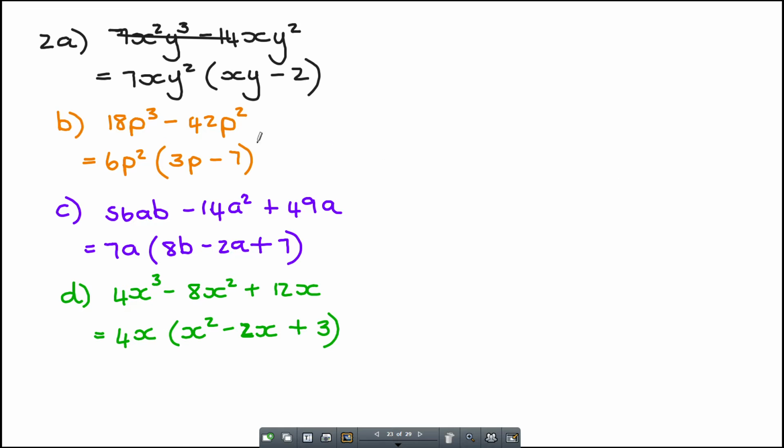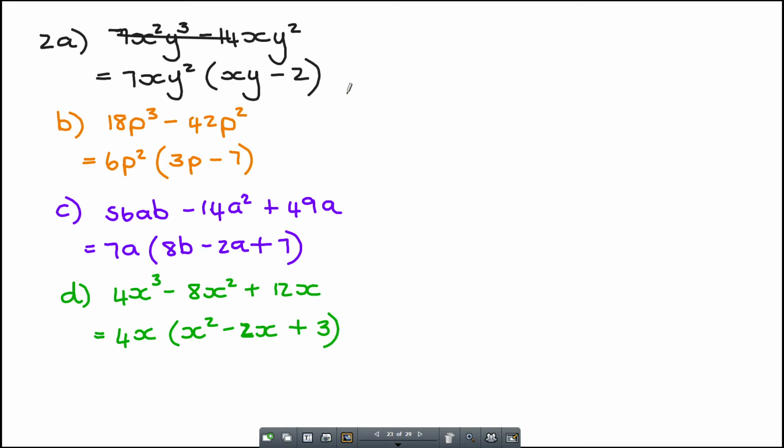Okay, right, so number 2, 7x squared y to the power 3 minus 14xy squared. Kazi, come on. So, the highest common factor will be 7xy squared. So we will have xy minus 2. Thank you.